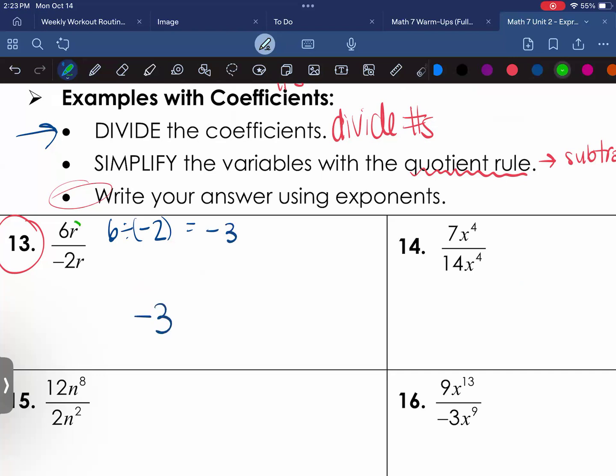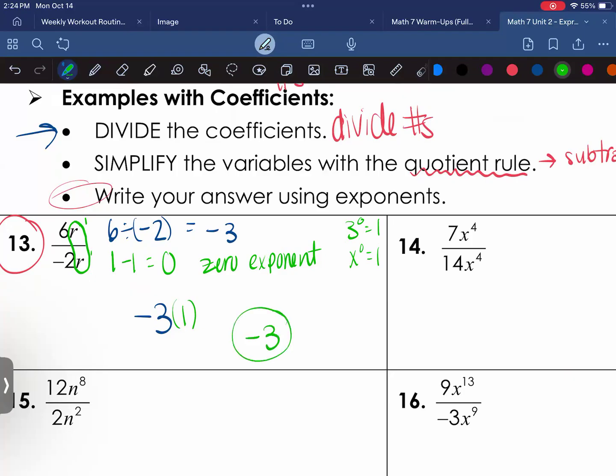And then we also have to do our letters or our variables. So r divided by r. Remember, if you don't see an exponent there, it's a 1. And then we would have to subtract, right? 1 minus 1 equals 0. Anytime you have 0 as an exponent, remember if we have 3 to the 0, or even if you have x to the 0, it always equals 1. So this would technically be -3 times 1, but that wouldn't change anything. So it's just -3.